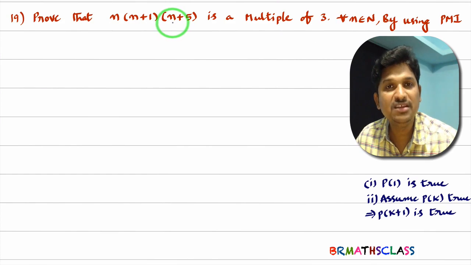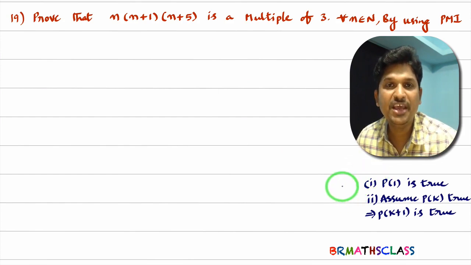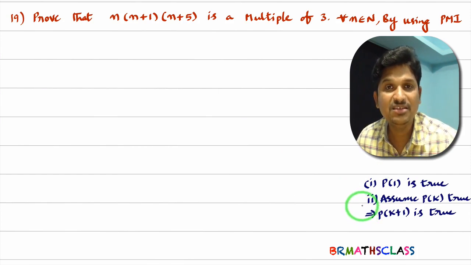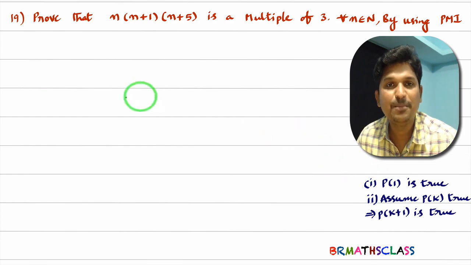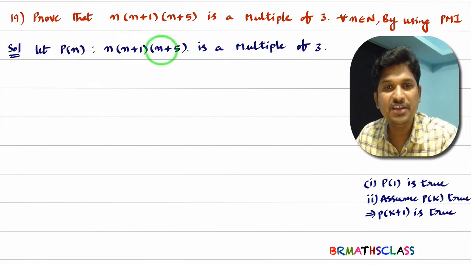To prove any statement by using principle of mathematical induction, we need to prove two things. First, p of 1 is true. Second, by assuming p of k is true, you need to prove p of k plus 1 is true. First, I'll consider the given statement as p of n. Now, I need to prove two things. First one, p of 1 is true.